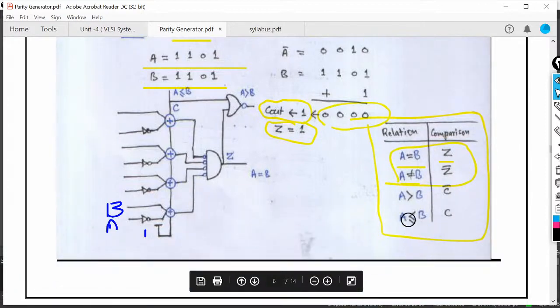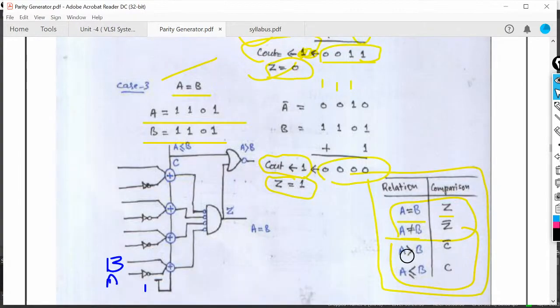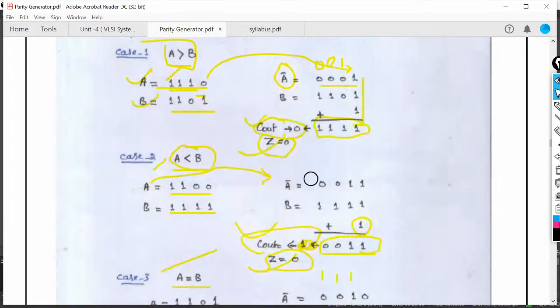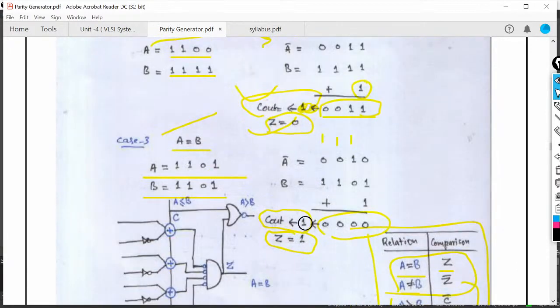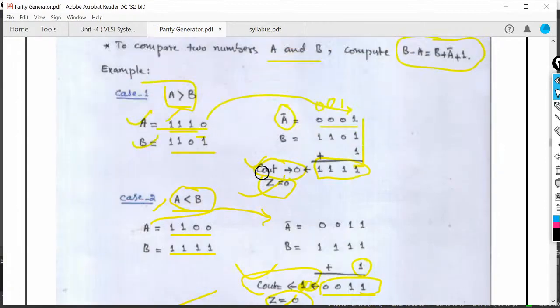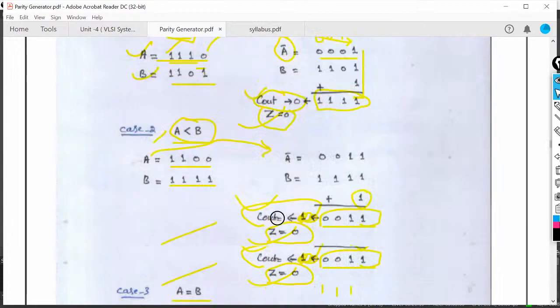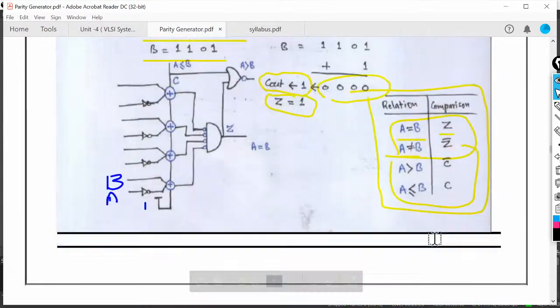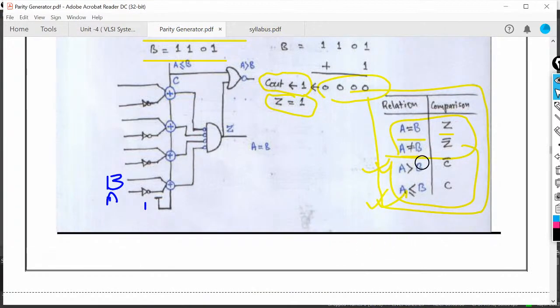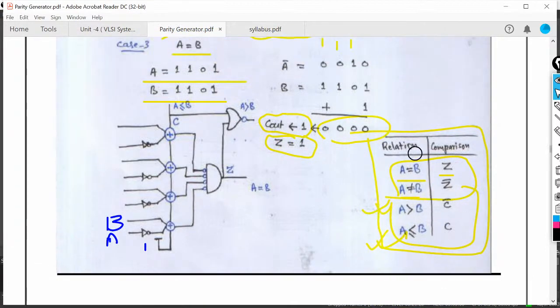If we represent this condition for the carry bit, if you are taking the first condition, that is a is greater than b, here we will get the carry output as 0, and for the other conditions we will get the carry output as 1. It means that for a is greater than b, the carry output will be 0, and for the rest of the conditions, carry output with its complement. So these four conditions are represented here.